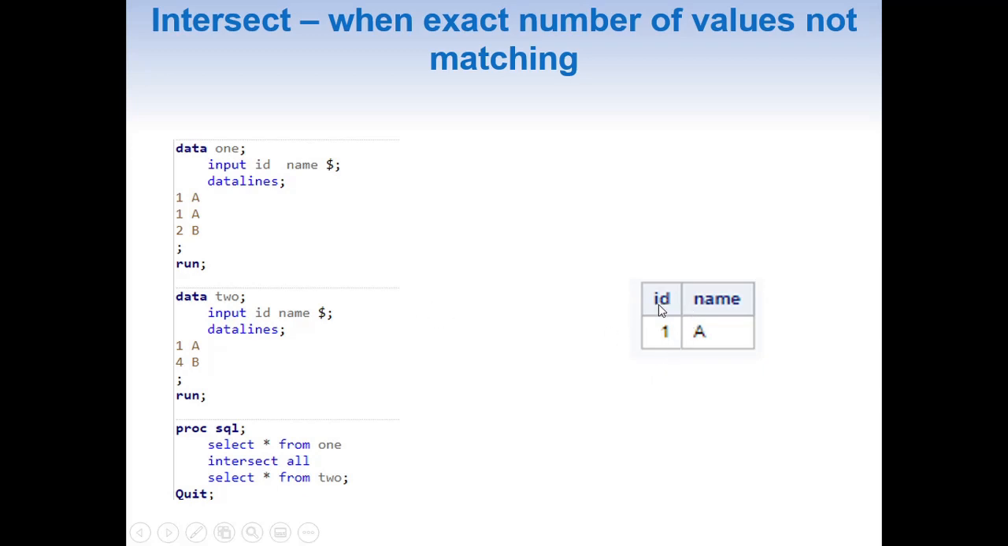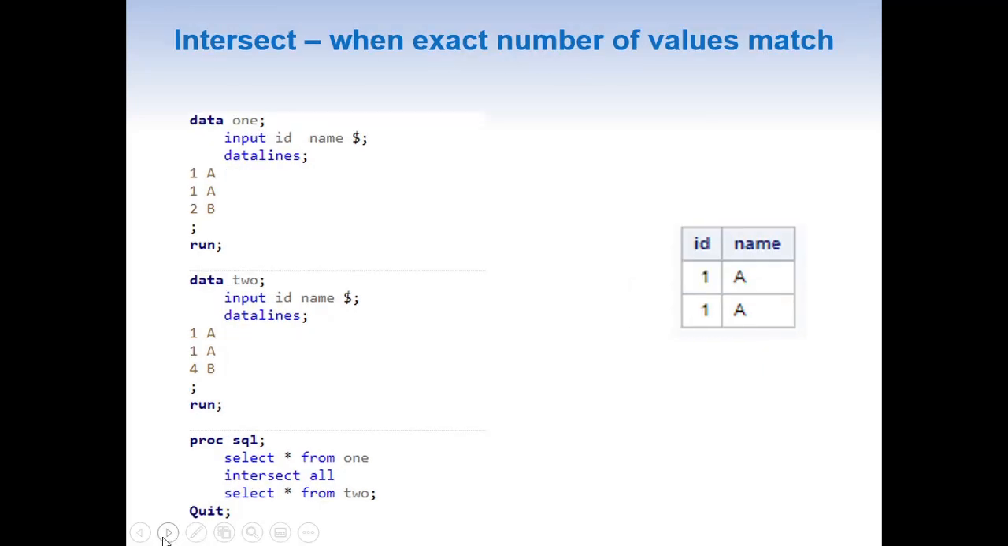Now let's quickly get back to our earlier results. If you see, I have only one 1A because for this 1A in dataset 1, I have a 1A here. So that is what we see in the result, but there is none for this other 1A. That's why we do not have anything here. So this is an important point we need to understand in intersect.